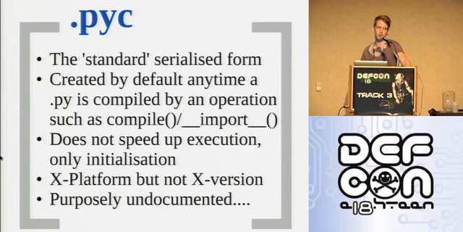Anytime a PY is compiled or imported, import obviously implicitly compiles, a PYC will pop out, which is the bytecode equivalent of the PY. Contrary to popular belief, it doesn't actually speed up execution. It purely speeds up instantiation because you miss out that compile step. So you don't need to recompile every time you run the application. It is cross-platform. A PYC will run on Linux and Windows, but it's not cross-Python version. So a 2.4 PYC won't run with a 2.5 runtime. And it is purposely undocumented by the Python developers to allow them the flexibility to change the bytecode format without breaking a bunch of stuff where people have relied on it.